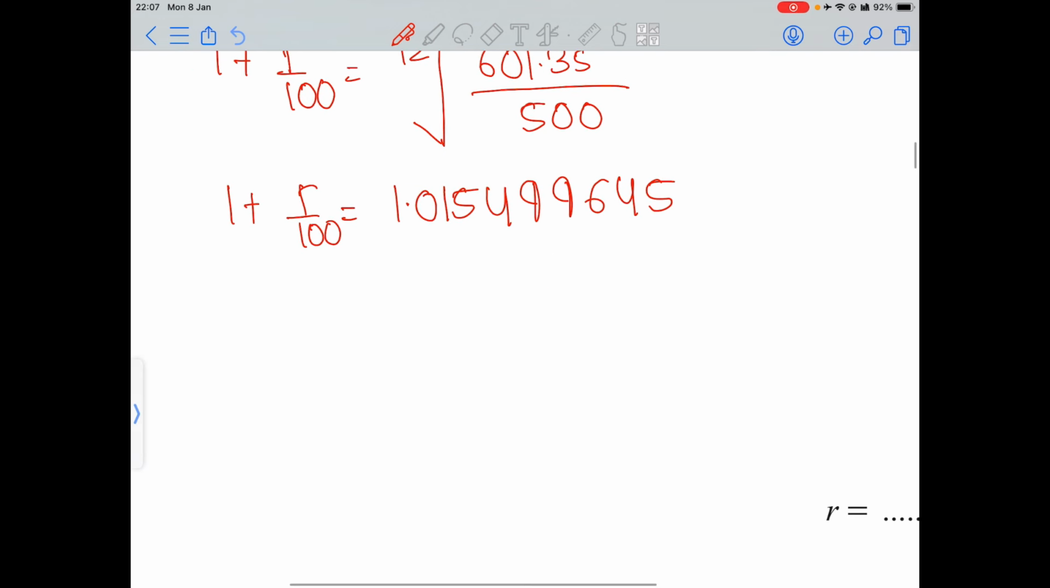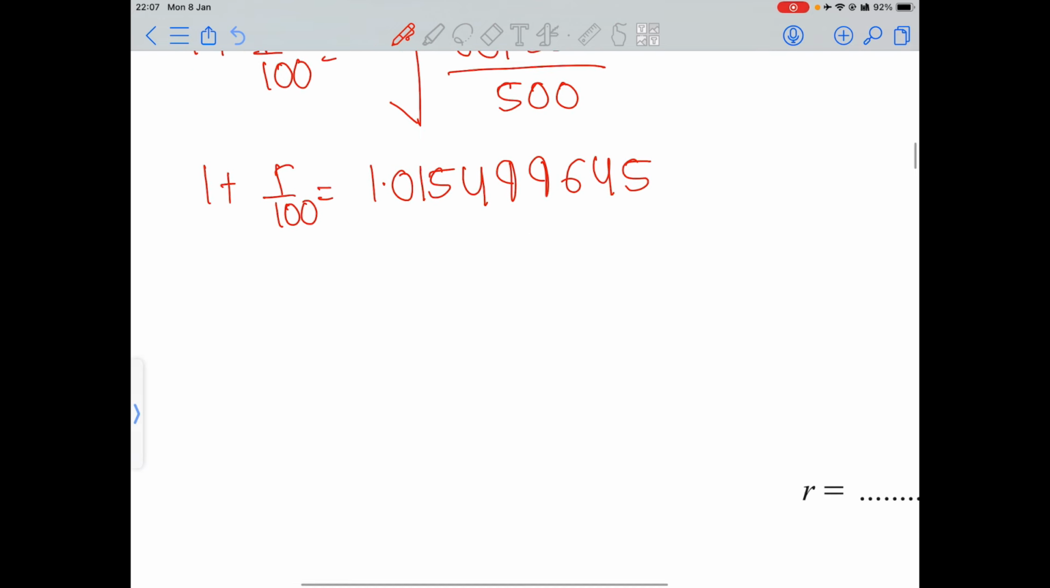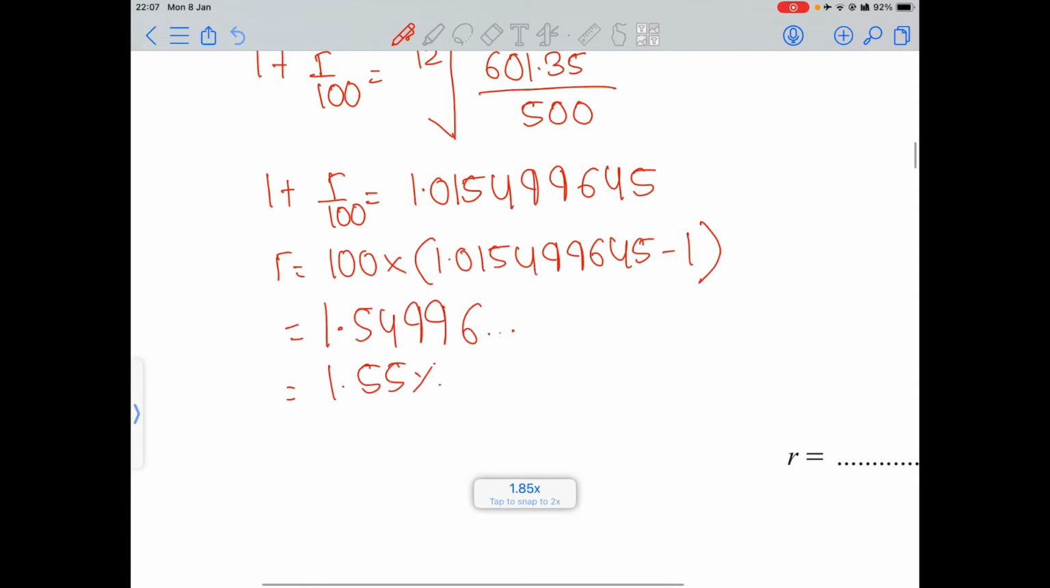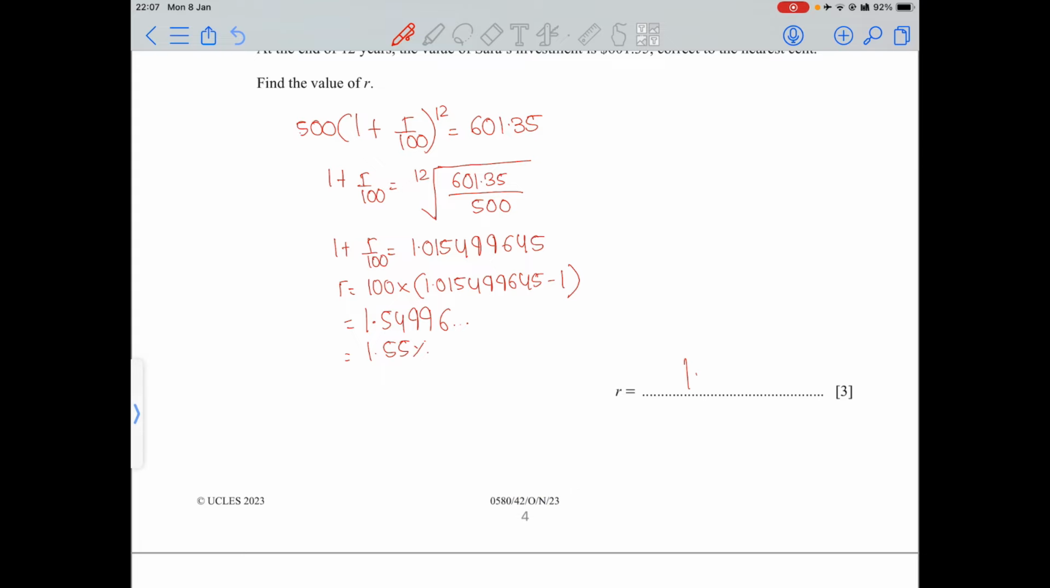I do this because it's a good habit, in case you want to refer to this before you answer. R will be 100 into 1.0515499645 minus 1. That equals 100 into my answer minus 1, which gives me 1.54996, which is equal to 1.55%. So the value of R is basically 1.55.